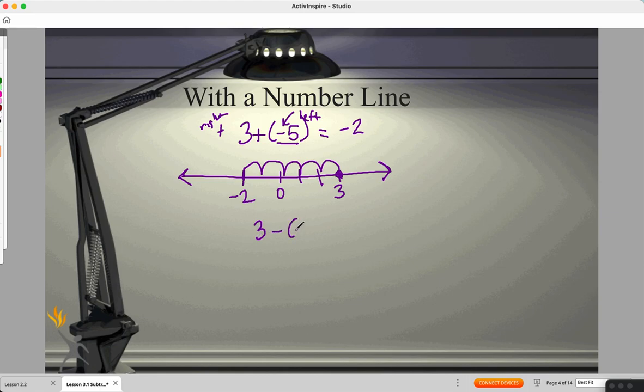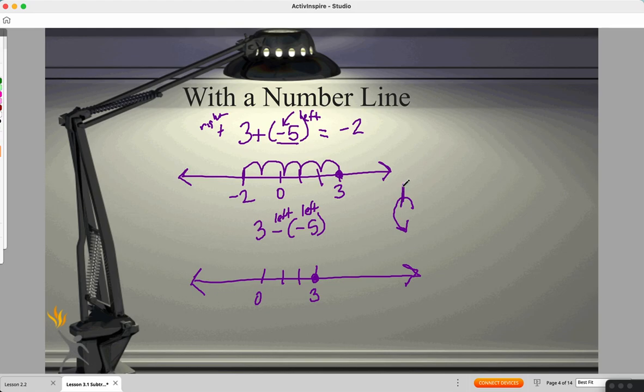3 minus -5. Just change my sign in the middle. So I've got that same number line, and let's think about what we've got here. I'll put 0 right here. So again, we're starting at 3. So there's my first number. This means left. This means left. So when I go 2 lefts, left, left, we're going to end up pointing the opposite direction.